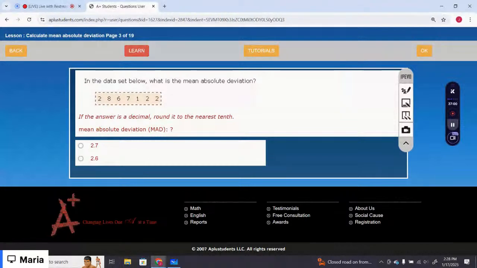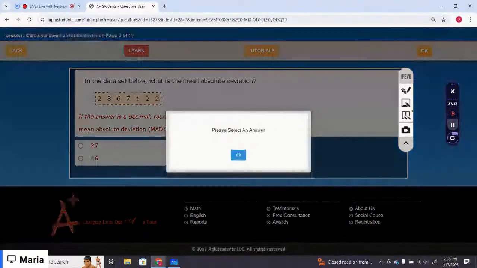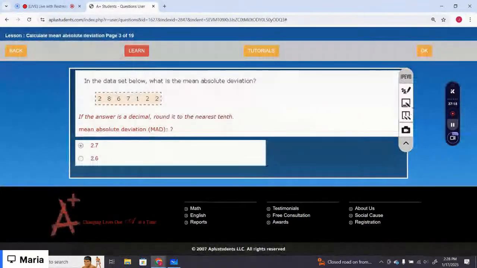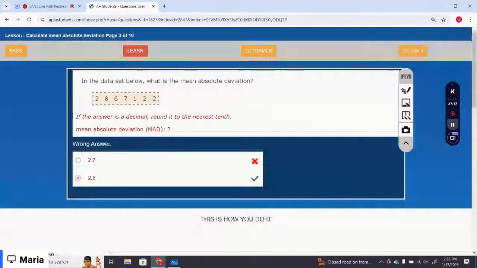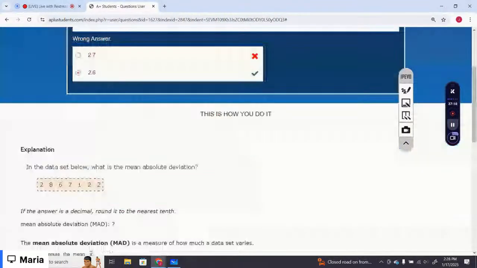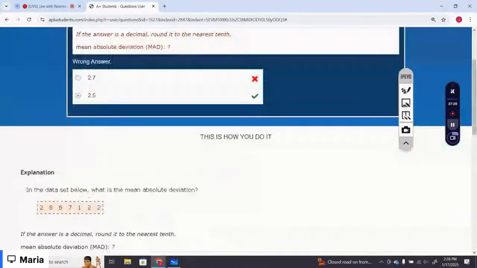No one is doing the calculations, right? Not even me. So let me just guess. 2.7 it is. Again, that is 2.6. The correct option is 2.6.